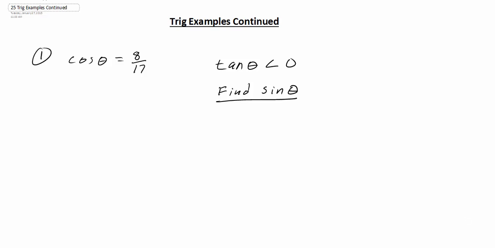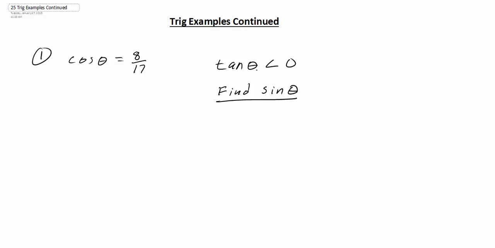This video is going to look at three more trig examples, and this is going to review a little bit of evaluating our different trig functions that we talked about in the past. So here we are given the cosine of an angle theta is equal to 8 over 17. And then they also tell us that tangent of theta is less than 0.